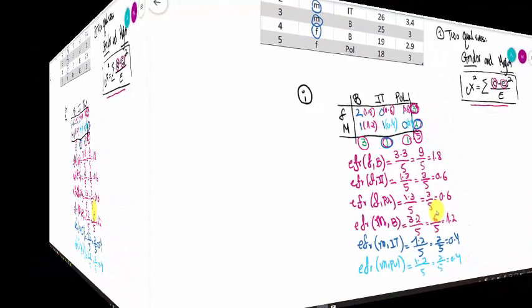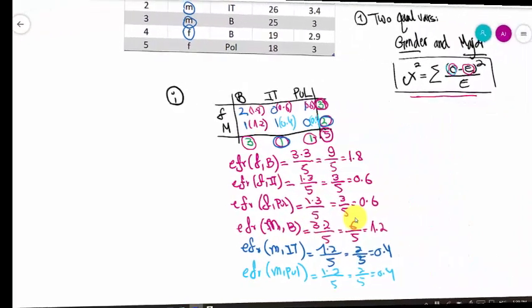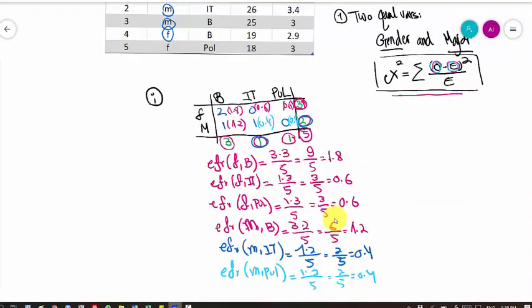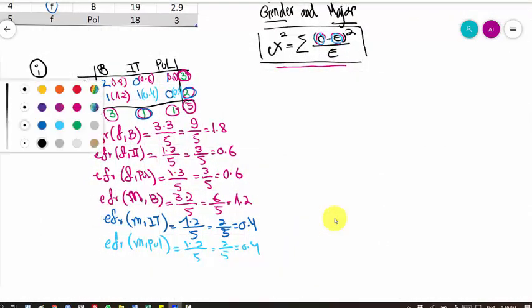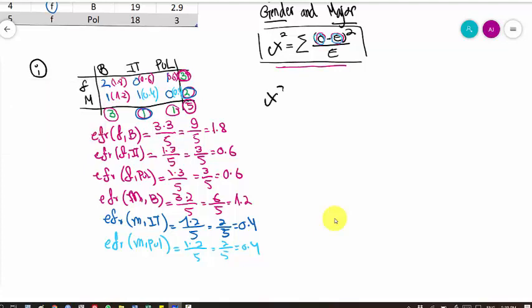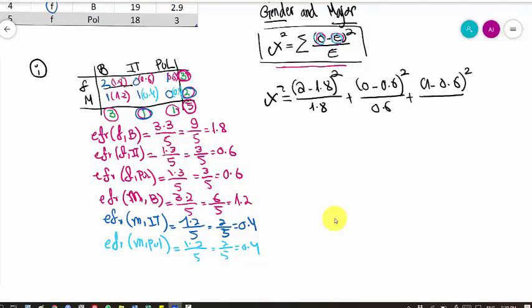Having all those observed frequencies as well as expected joint frequencies, I can plug in these numbers in the formula and calculate chi-square. So therefore, the chi-square statistic is equal to, first, observed joint frequency 2 minus 1.8, which is the expected joint frequency, everything squared, divided by 1.8, plus. Second, observed joint frequency is 0 minus 0.6, everything squared, divided by 0.6, plus 1 minus 0.6 squared divided by 0.6.